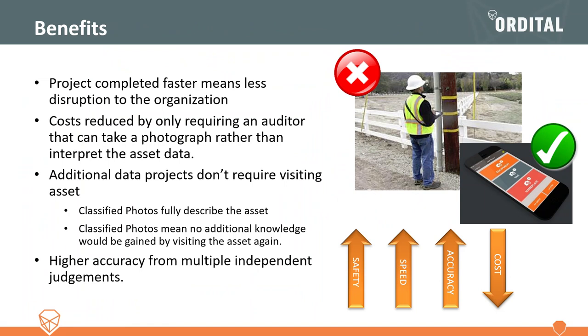So we're faster, typically 3 to 5 times faster. We use lower cost resources. So the combination of being faster and lower cost resources means that projects to capture data are generally dramatically cheaper. You've got a rigorous process, so it's a lot more accurate. And the way we go about it means we're in and out of hazardous areas a lot faster, so it's safer.